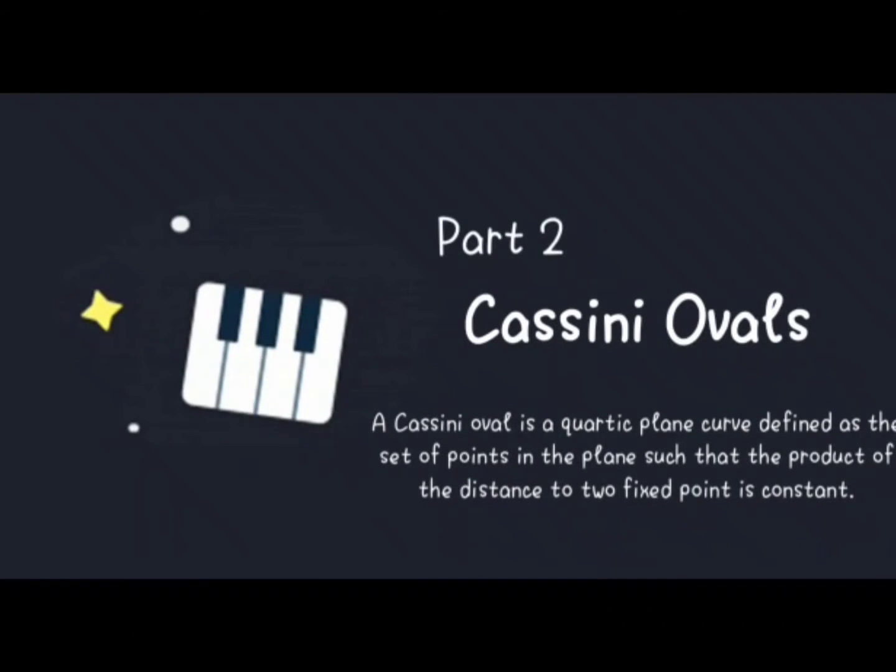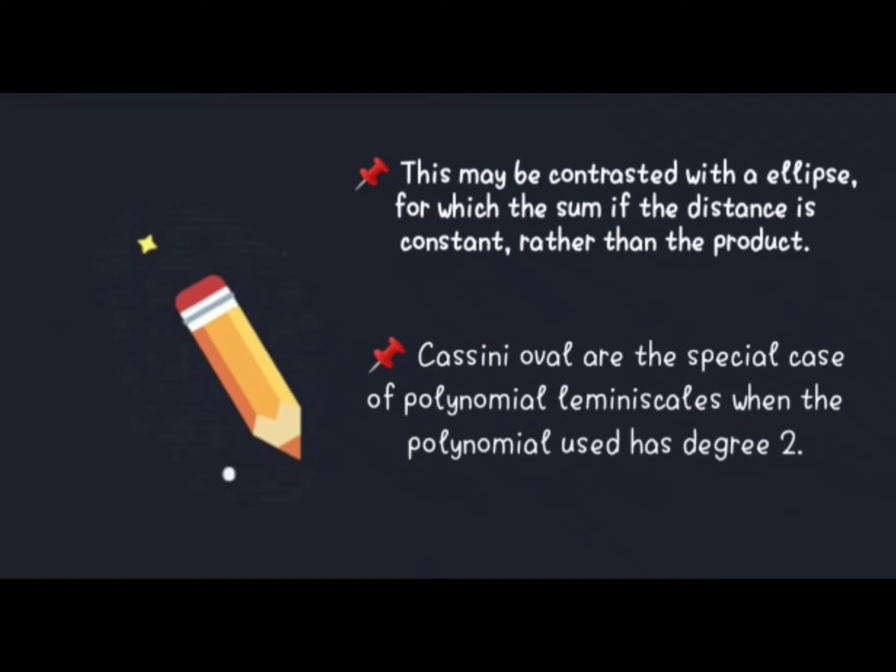The second one, Cassini ovals. A Cassini oval is a quartic plane curve defined as a set of points in the plane such that the product of the distance to two fixed points is constant. This may be contrasted with an ellipse for which the sum of the distance is constant rather than the product.